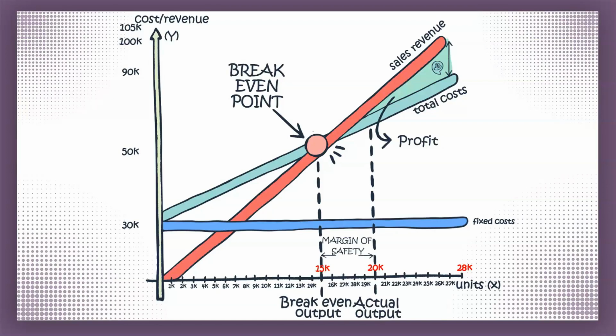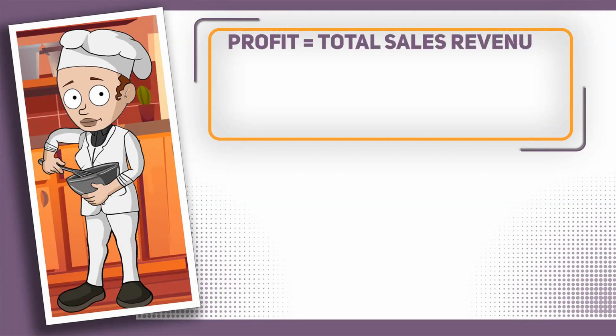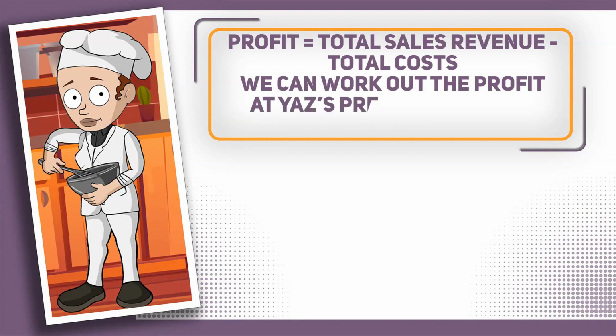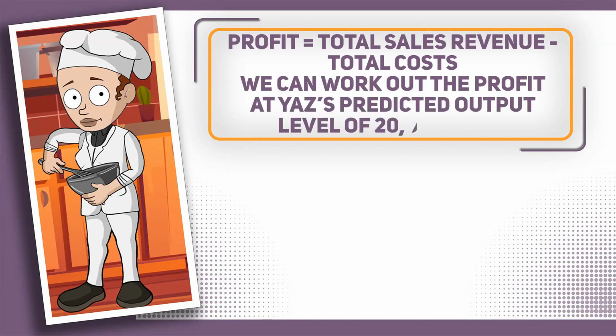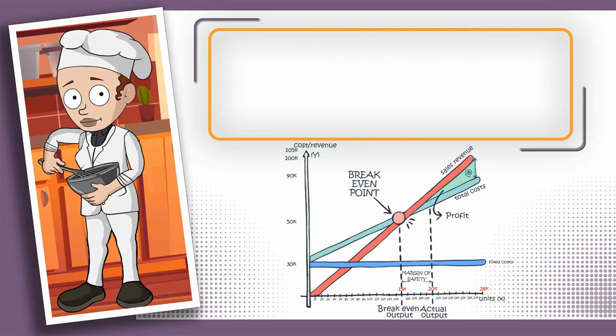Okay, this is all well and good, but this chart can do a little more. The chart can help Yaz to calculate her profit. Yaz has predicted that she's going to sell 20,000 cake jars, and this means that her business is forecast to be profitable. And we know that profit is total sales revenue minus total costs. So we can work out the profit at Yaz's predicted output level of 20,000 units by looking at the gap between the red total revenue and the green total costs line.